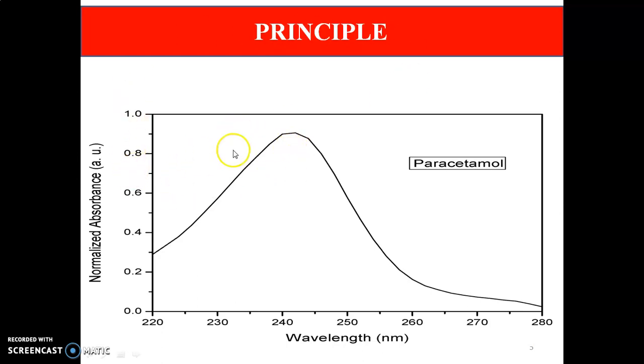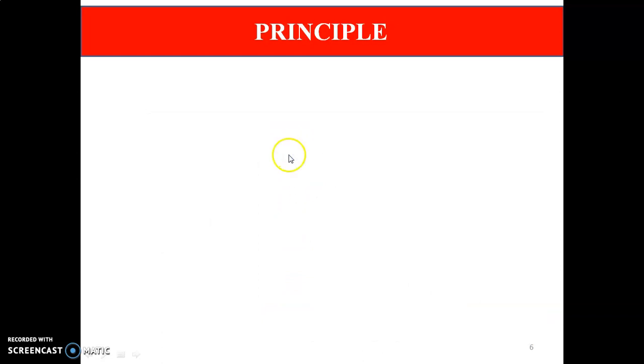So, in this figure, this is the peak point, that is, at this point maximum absorption takes place. At which wavelength does the maximum absorption take place? At this wavelength the maximum absorption takes place. So, this is the lambda max.